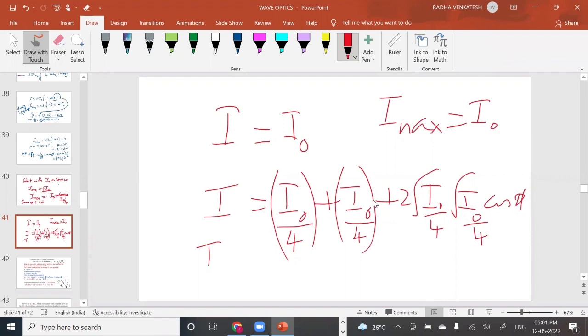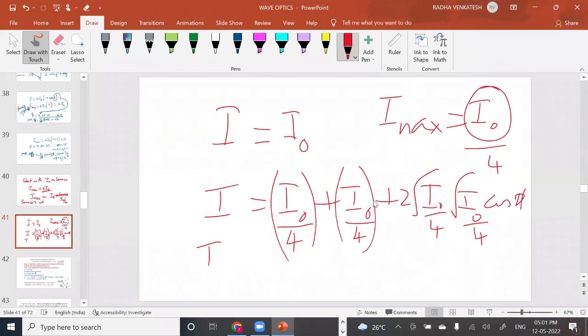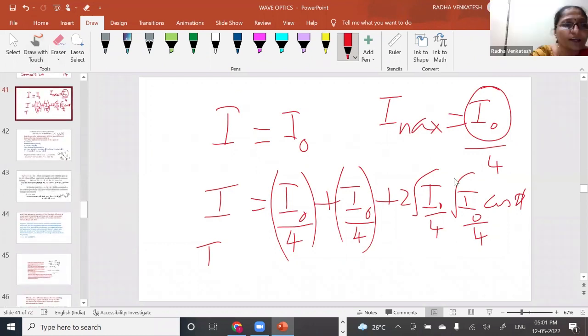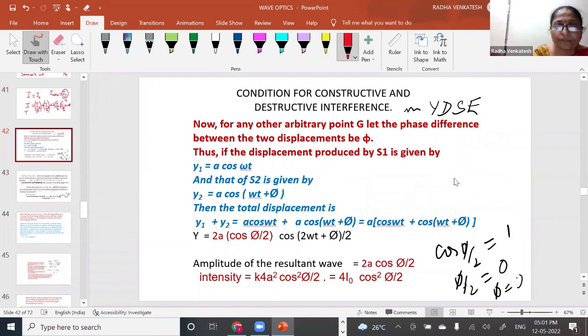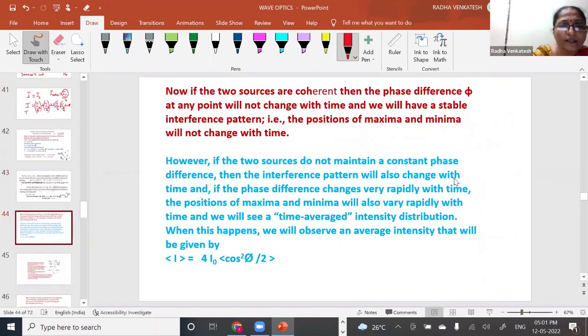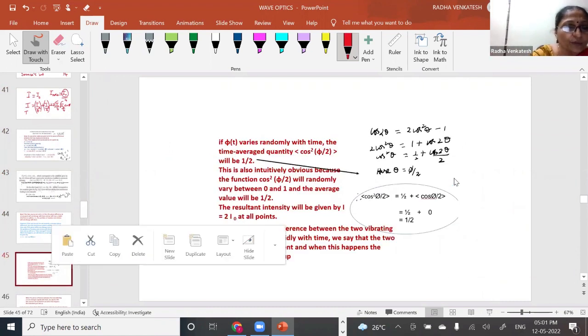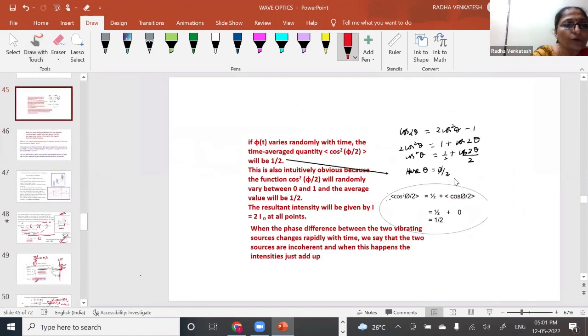Got it? So whatever is the Imax value, Imax by 4 is the intensity of the sources that I used in the YDSE experiment. Got it? Okay, good. All these are derivations that you do, so I'm not going through it. I'll send the PPT. Probably you could go through the PPT.